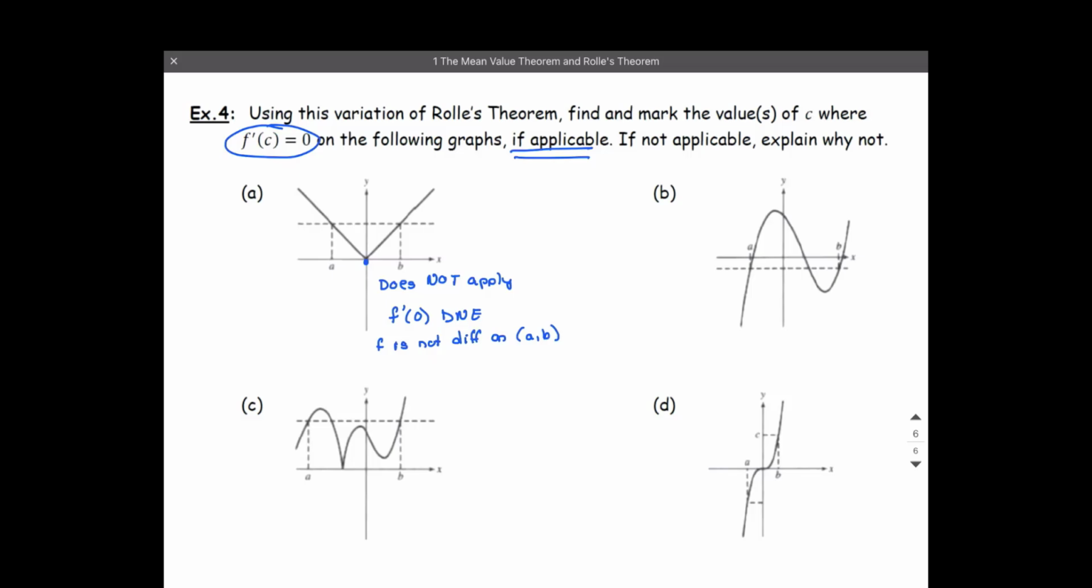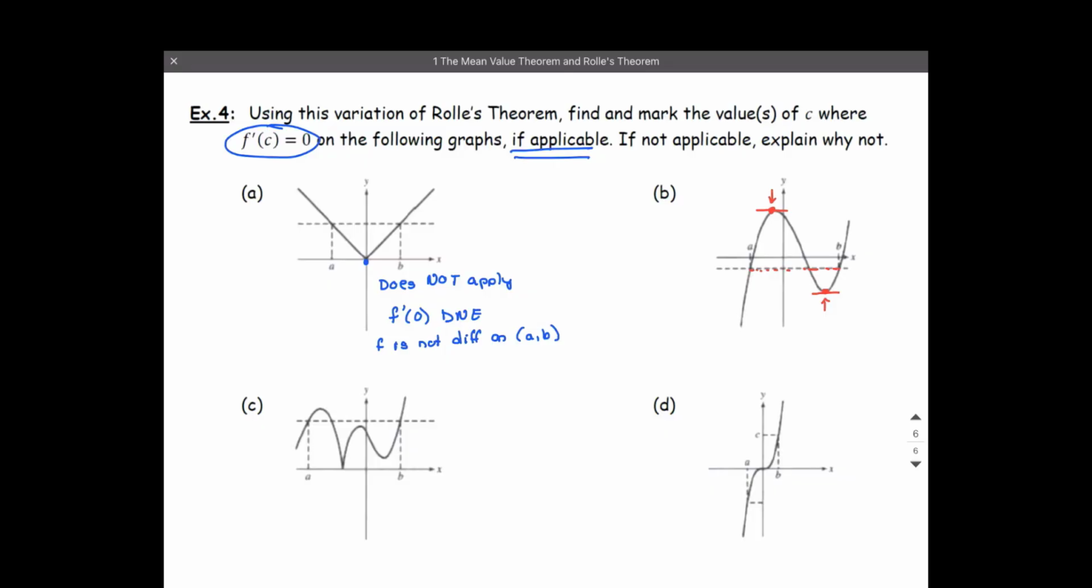Let's look at the next one. So here we have a polynomial. That's good. That means it's continuous on the closed interval and differentiable on the open interval. So here's our A and our B, there's our secant line. Notice it's horizontal. And yes, I'm going to have a horizontal tangent here and here. So there are two places where we would have a c, right at a max and at a min.